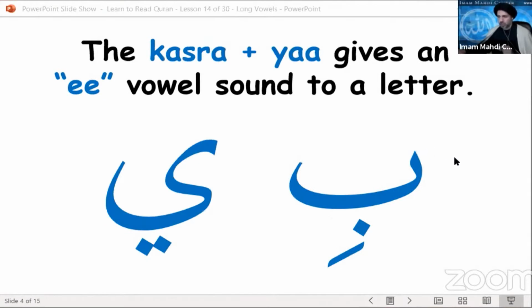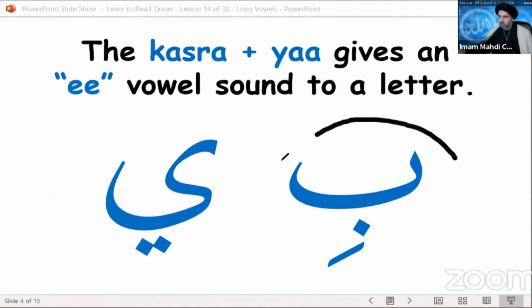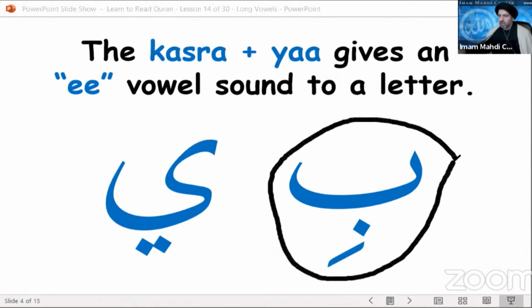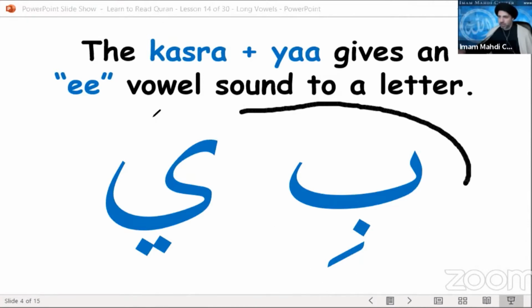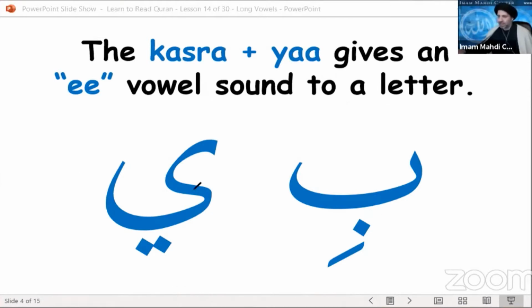So then there's the second combination. If the letter ba has a kasra, then just by itself we would read this as bi, short vowel. But now that we have the combination, this ba has a kasra, and after it we have the letter ya, now we read all of this together as bee. You see when it was just the ba with the kasra, we read this as bi. But now that we have the combination of a ba with kasra followed by ya, we read all of this together as bee, the long vowel. So a kasra and ya gives the E long vowel sound.